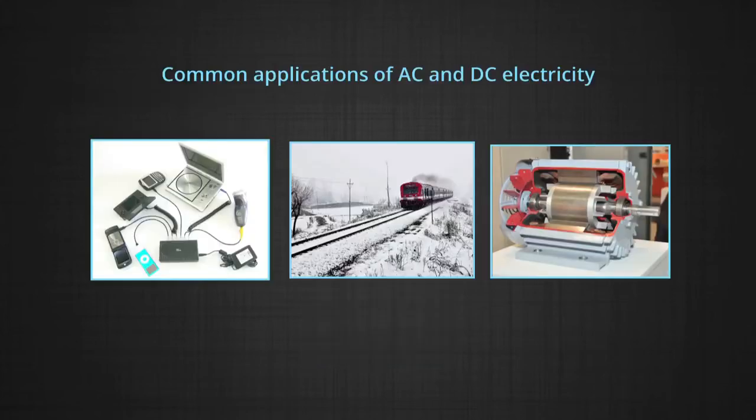So, now we have some common applications of AC and DC electricity. If we look at these pictures, we have some electronic gadgets, electronic devices, a train, a motor, and so many more. These devices are applications of AC, which we can use along with DC. And now we will discuss the difference between AC and DC electricity.